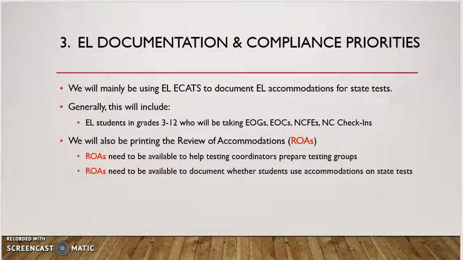So the priorities this year, and I think this has become clear based on what you saw on the previous slides: we will mainly be using ECATS to document EL accommodations for state tests. So that's grades 3 through 12. Generally, that will focus on those grade levels, but you may have some additional grades, maybe the second grade COGATs, where you need to make an EL plan for a child. However, in general, it will be for grades 3 through 12.